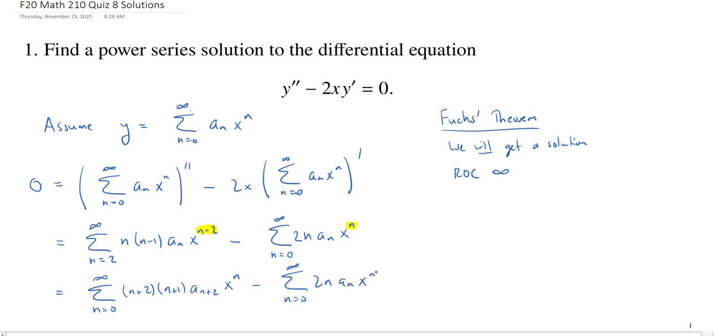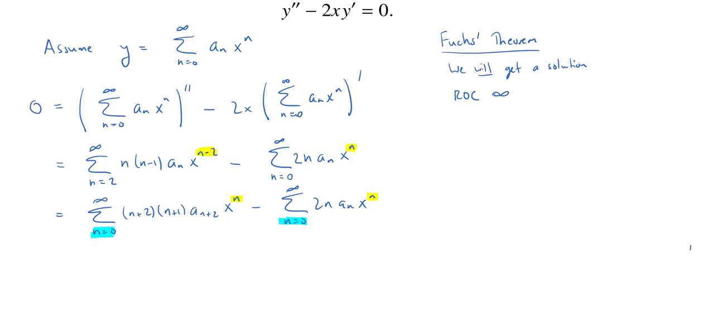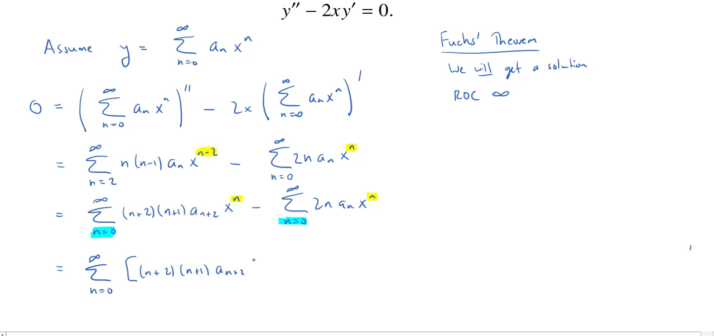So I can copy that down. Again, now I check, I have the same exponents. I check what my starting points are. They're both n equals 0. So I can combine these without any further fuss. Okay, so we do that, and I'll get a sum from 0 to infinity. Both of these have an x to the n, so I'll wait to write that till the end, and I get n plus 2, n plus 1, a_{n+2}, minus 2n a sub n, and then all that is multiplied by x to the n.